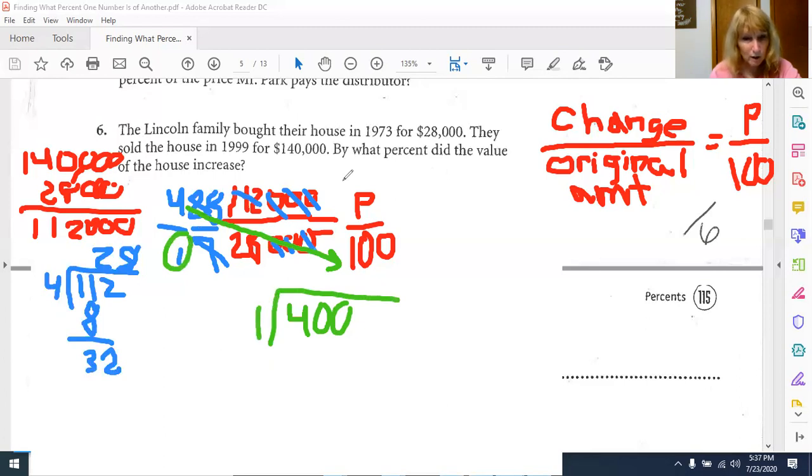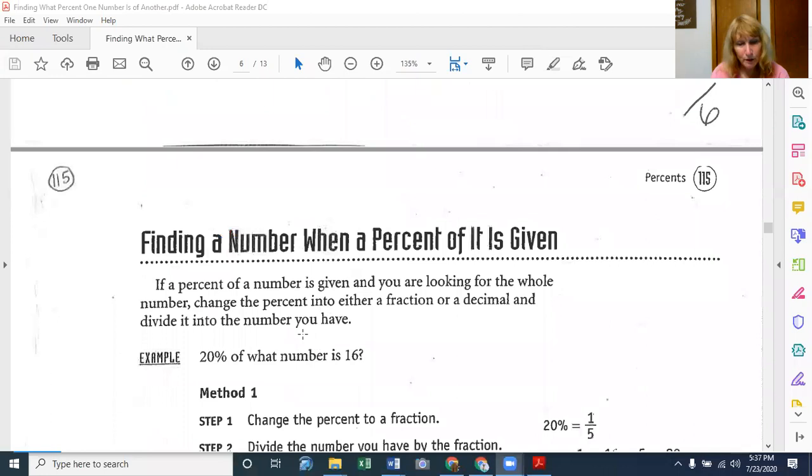So by what percent did the value of the house increase? 400%. There you go. Okay. That's clear. Let's go on to finding a number when a percent of it is given.